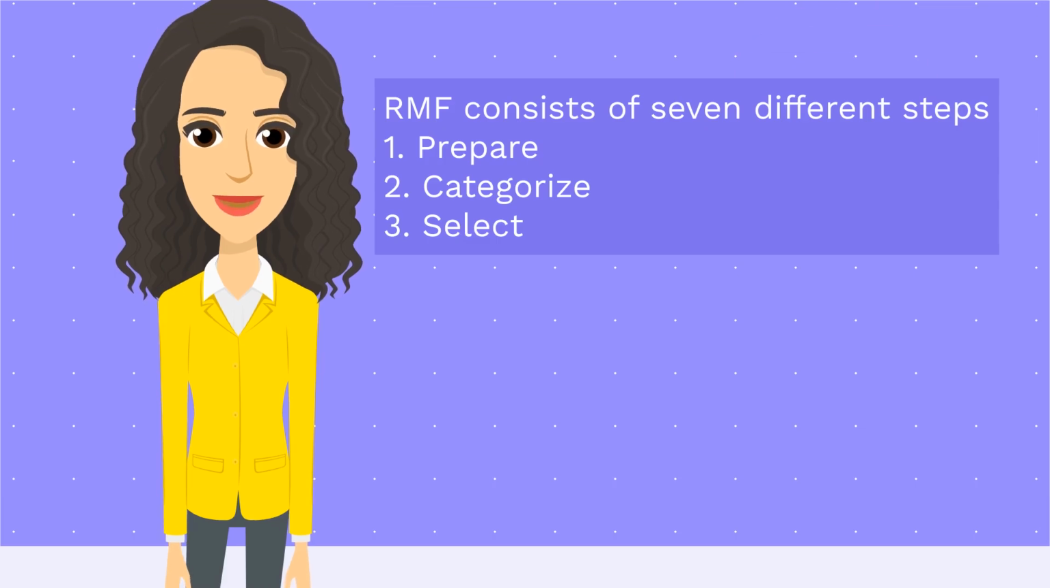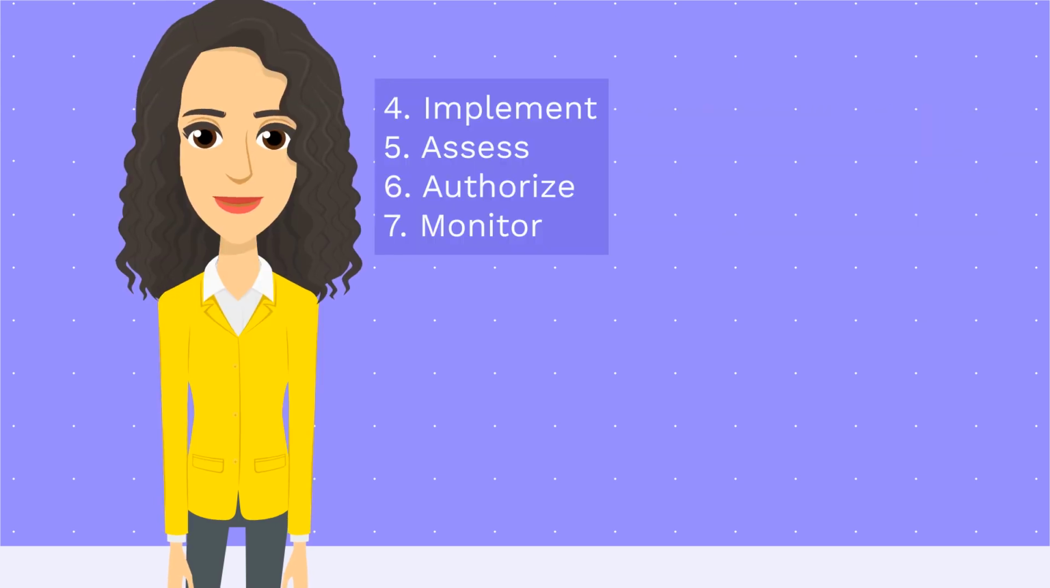RMF consists of 7 different steps. 1. Prepare. 2. Categorize. 3. Select. 4. Implement. 5. Assess. 6. Authorize. 7. Monitor.